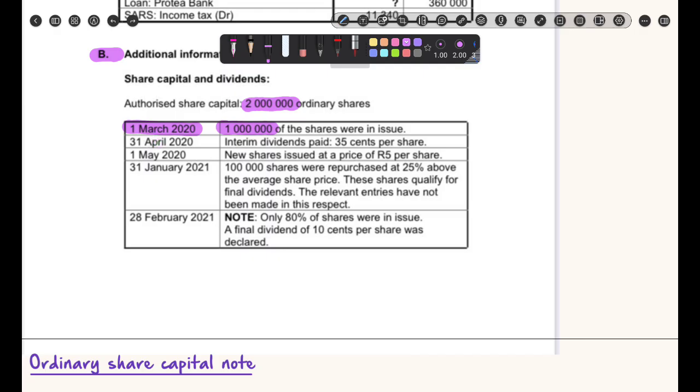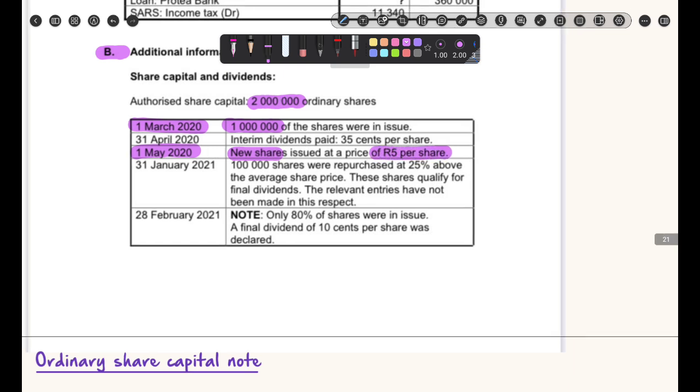But we don't need to worry about dividends now. We only worry about it when we do the retained income note. So for my ordinary share capital note, let's skip that. Then they told me that on the 1st of May 2020, new shares were issued at a price of 5 Rand per share. So the 1st of May 2020 is somewhere during our year, right?